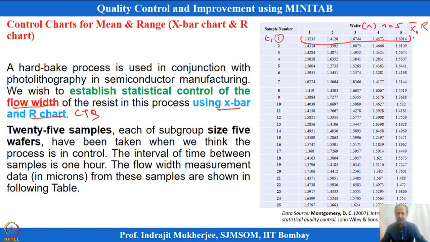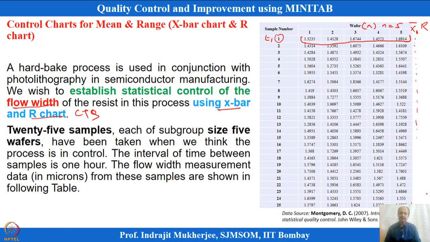Okay. So let me take this example and show you in Excel what it does. We will get 25 averages and 25 ranges. Then x double bar is the average of all the x bar values divided by 25. This gives me an overall or grand average. We can also calculate the average range, R bar, from the 25 ranges.